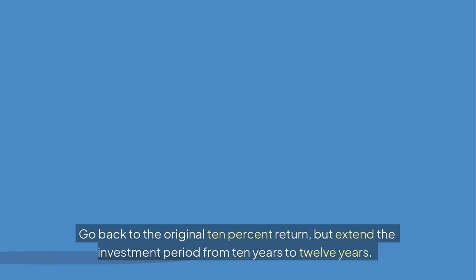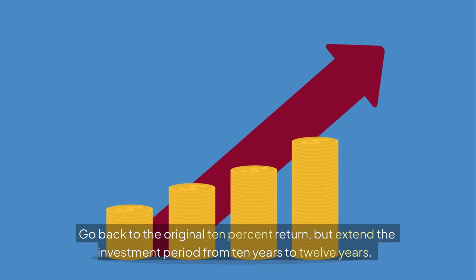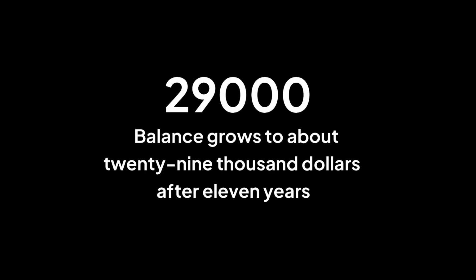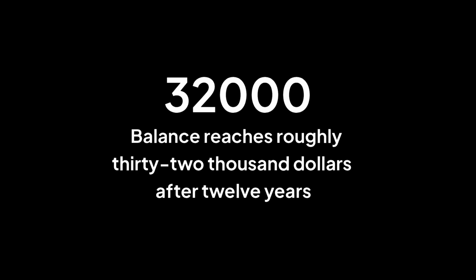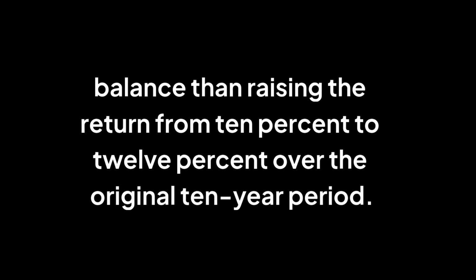Go back to the original 10% return, but extend the investment period from 10 years to 12 years. After 11 years, the balance grows to about $29,000. After 12 years, it reaches roughly $32,000. Without increasing the interest rate at all, simply adding 2 more years produces a larger final balance than raising the return from 10% to 12% over the original 10-year period.